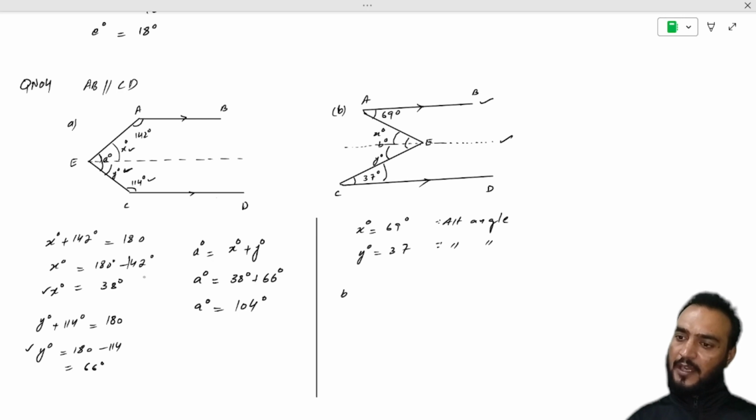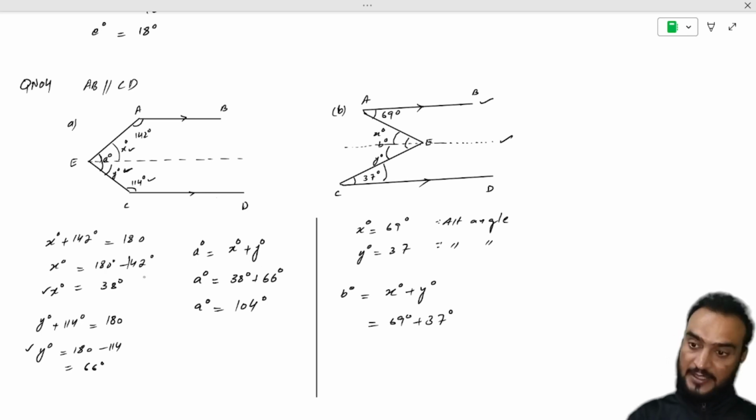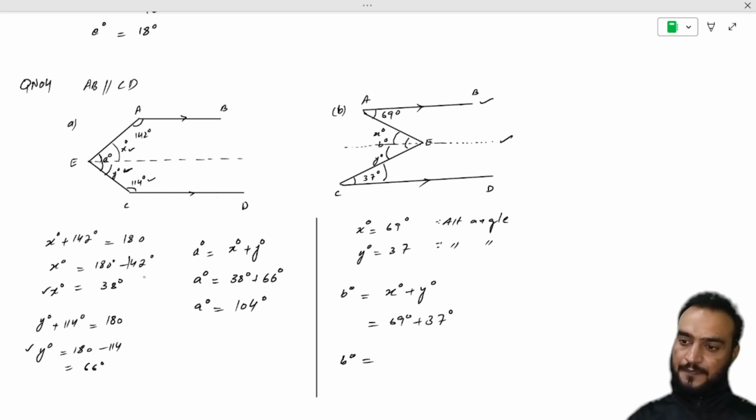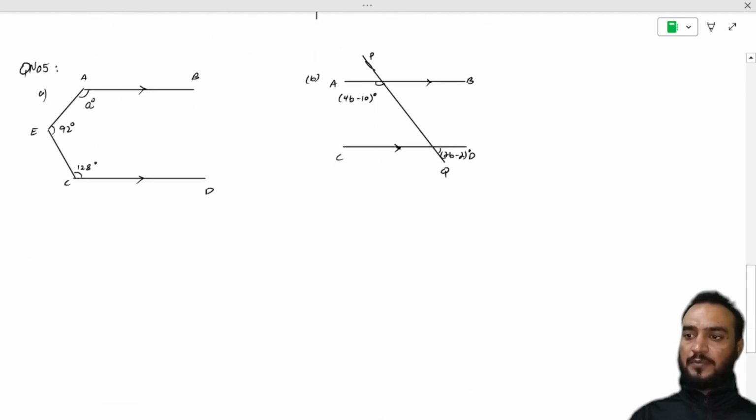Now the angle B degree is the sum of x degree plus y degree. So it is equal to 69 degree plus 37 degree. 69 plus 37 is equal to 106 degrees. So the value of B degree now is 106 degrees. So hence we have found both the unknowns in part A and part B of question number 4. So let us move toward question number 5.